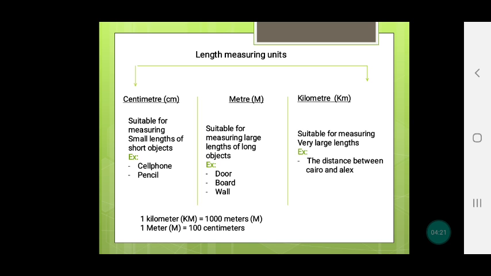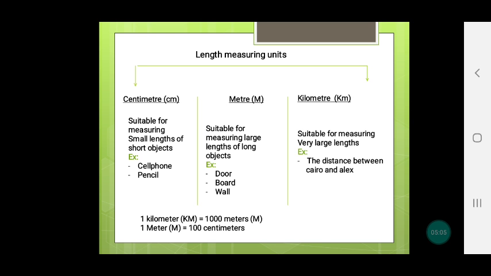The second unit is the unit meter. Meter is suitable for measuring the large length of long objects, like a door, like a board, like a wall. So when I measure the length of a door or a wall, I describe its length by meter. The third length measuring unit is kilometer. Kilometer is suitable for measuring very large lengths, like the distance between Cairo and Alex. Can I describe this distance by meter or by centimeter? No, it will be a very huge number. So I use the unit kilometer.